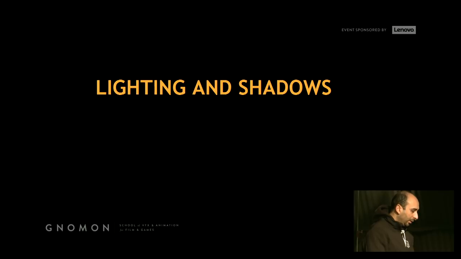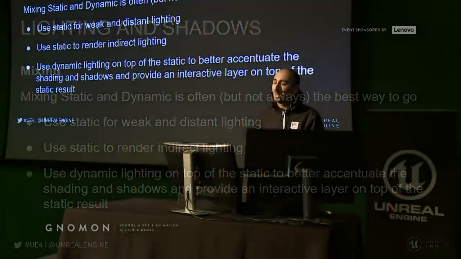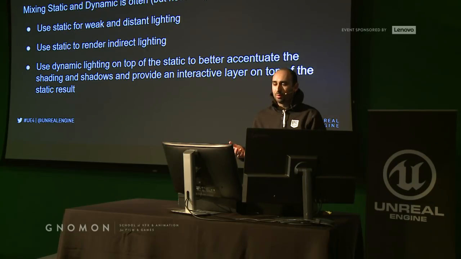So that's it with lighting and shadows. Again, the best strategy is to try to mix both systems. You can have static lighting and dynamic lighting at the same time. A very common case is using static lighting for weak or distant lighting or for indirect lighting, because this is the only option to have indirect lighting in real time at the moment. And we can keep dynamic lighting as an interactive layer for objects that move or lights that change or move during runtime.